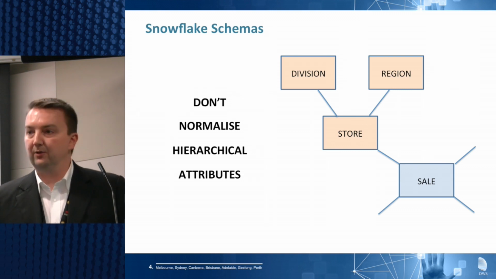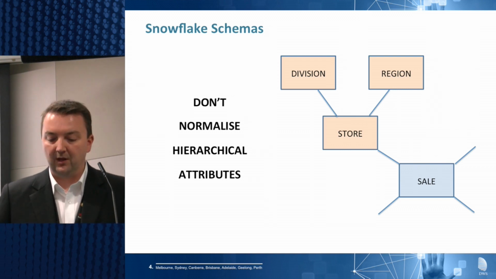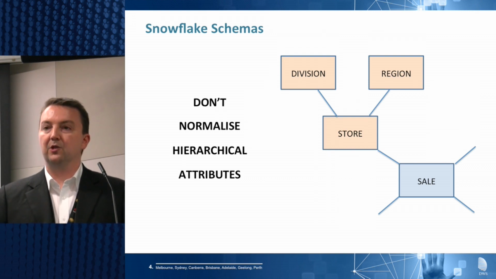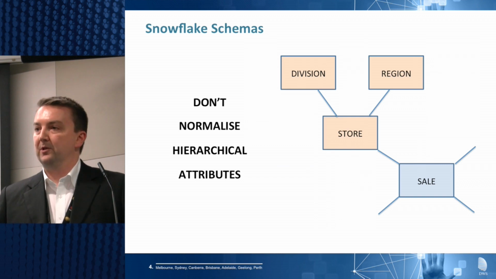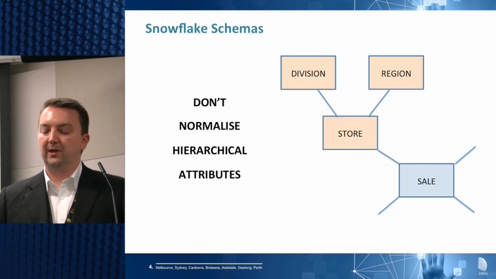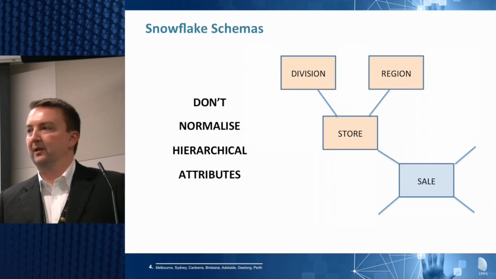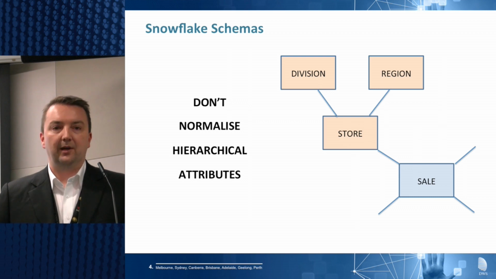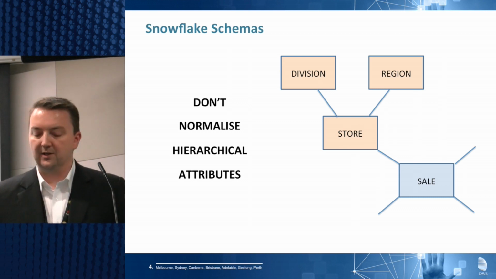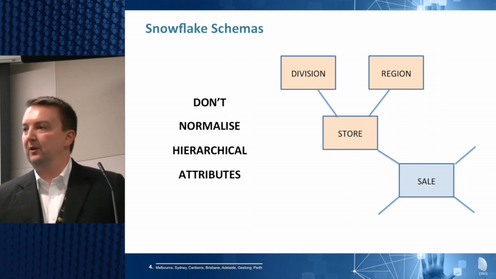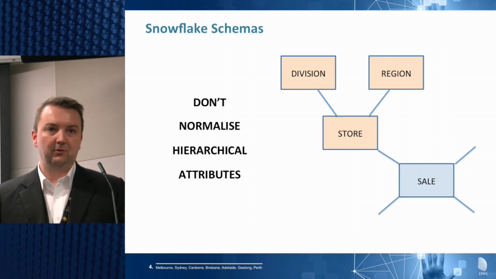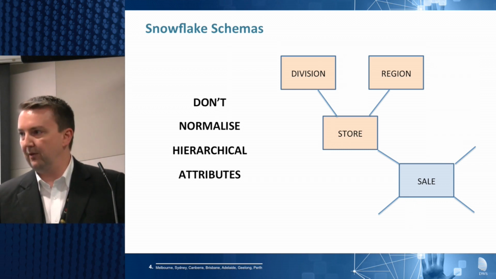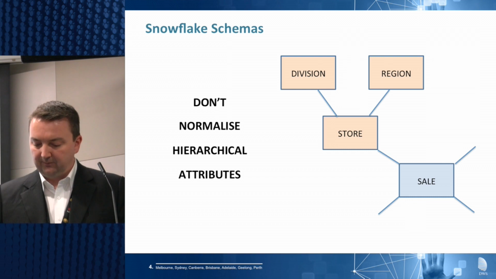But in a star schema, we don't normalise those hierarchical attributes because they don't serve our purposes. The purpose that we build the star schema in the first place is for performance and understandability. Normalising hierarchical attributes, or snowflaking in this case, doesn't assist in either of those ends. It doesn't assist in performance, it doesn't assist in understandability. In fact, it hinders both of those. That's why we don't do it.